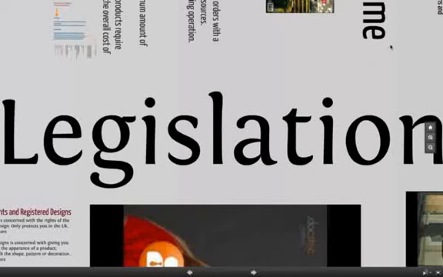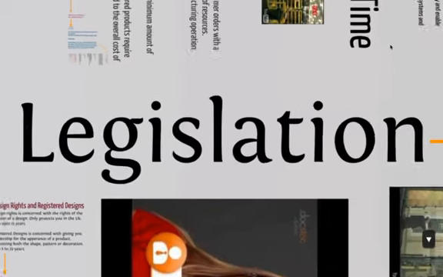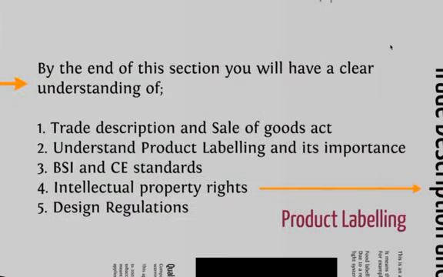Okay, so what we're looking at today is Section D, which is legislation. In particular, we're going to look at what the Trade Description and Sale of Goods Act are, understand product labelling and its importance, what BSI and CE standards are, intellectual property rights, and how that relates to design regulations.